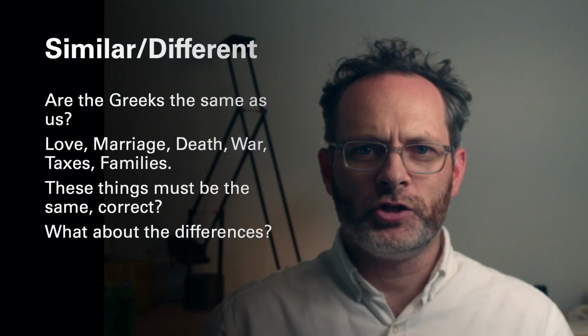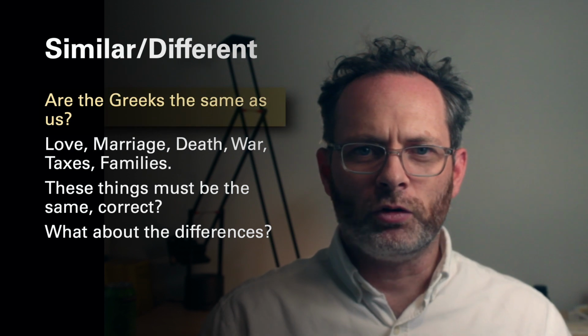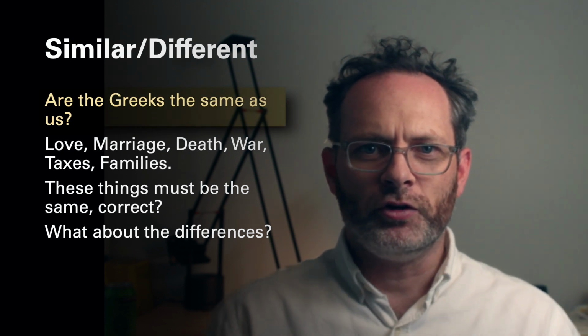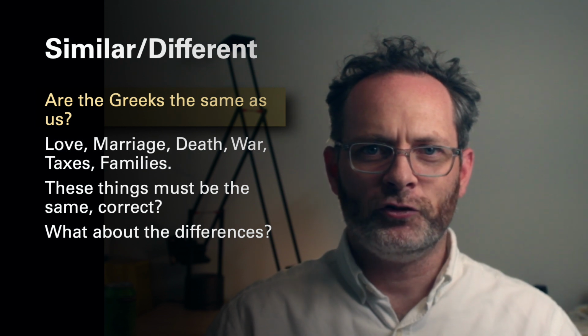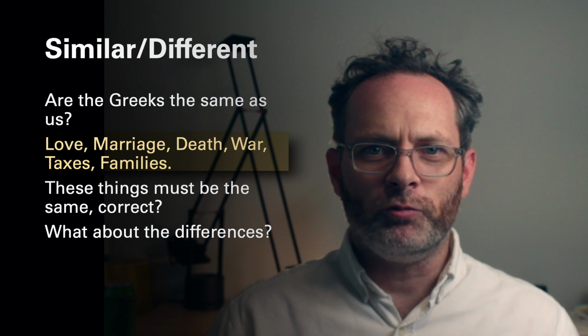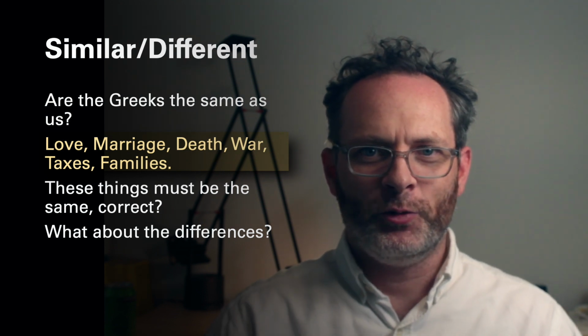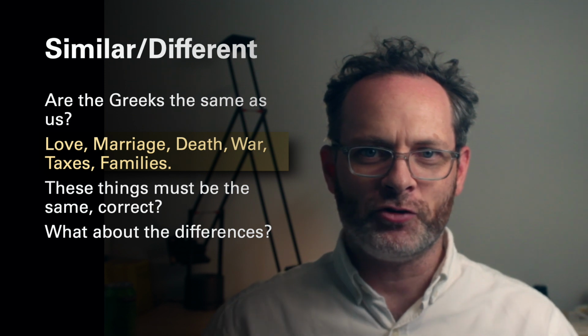One of the main questions that anybody studies when they study ancient Greece is: is the ancient world the same or different? So obviously it's got a bunch of the same characteristics and social phenomena going on in the ancient world. This is not a surprise. We have love, we have marriage, we have death, we have war, we have taxes, we have families, we have going to school, getting drunk, you name it.